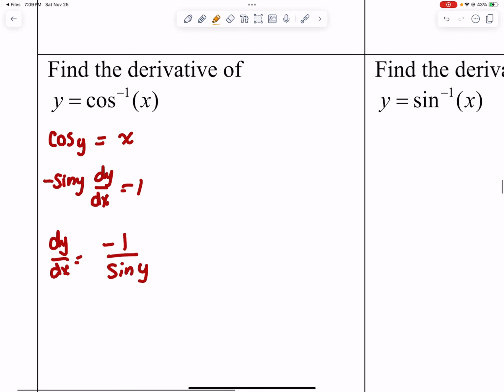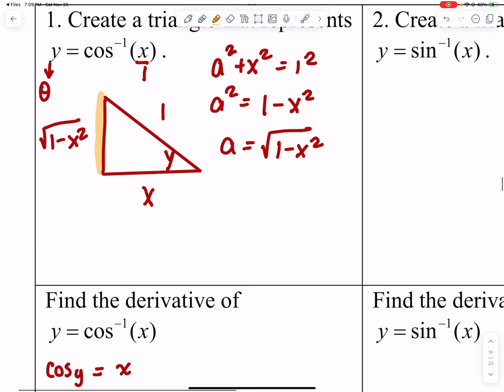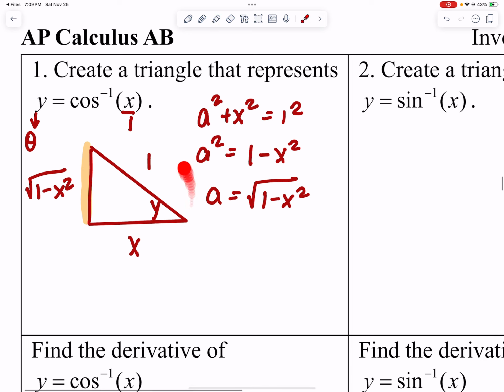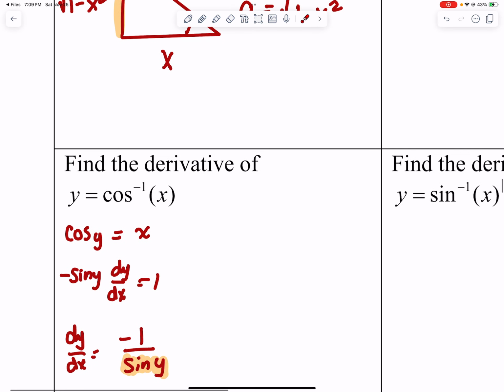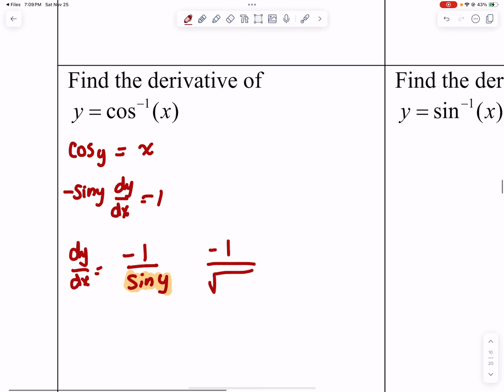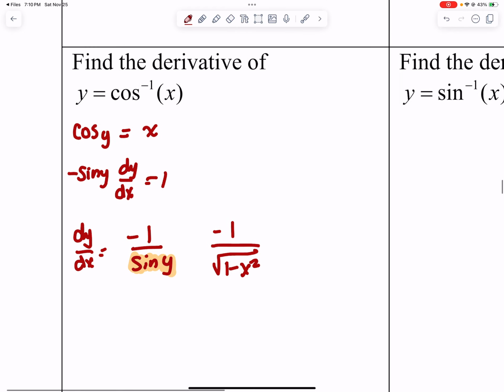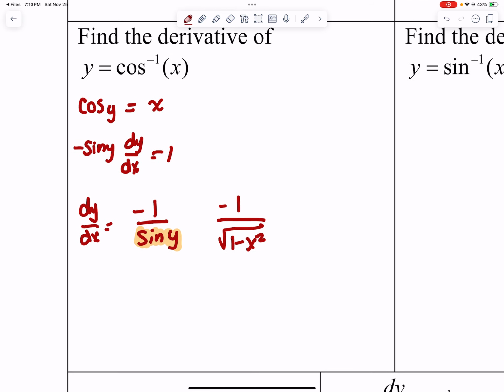And notice how here, sine of y relates to my triangle right here. Based off of my triangle, remember that sine is opposite over hypotenuse. So I have opposite over hypotenuse. So that's just going to be negative 1 over my opposite, which is root 1 minus x squared. So this means that the derivative of inverse cosine is going to be negative 1 over the square root of 1 minus x squared.